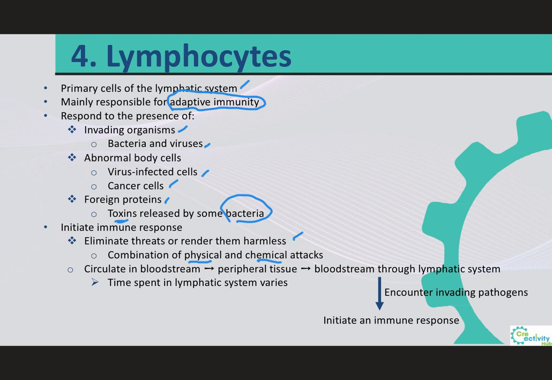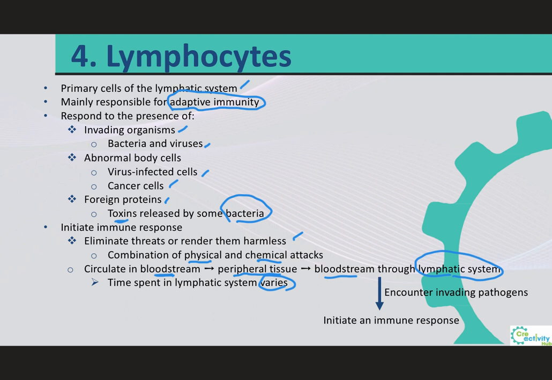They will travel throughout the body, circulating in the bloodstream, therefore the blood vessels. Then they will move through the peripheral tissues, and eventually they will return to the bloodstream through the lymphatic system. Now, the time spent within the lymphatic system will vary. It all depends if they encounter a pathogen or not. If they don't encounter any pathogen, they might stay for a few hours. But if they do, they might stay a few days or even years, depending on the type of disease.